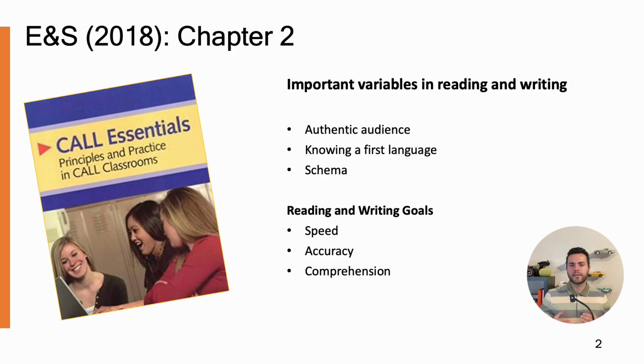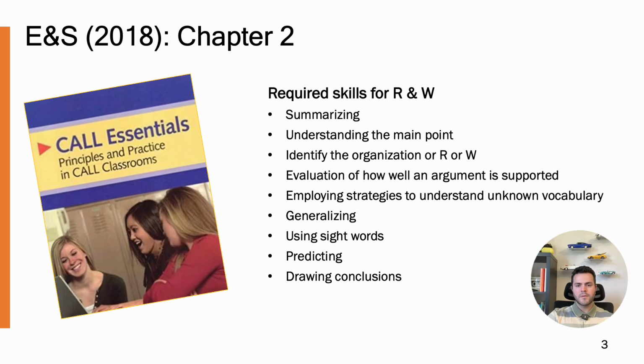Now let's build on that by looking at the specific skills learners need to succeed in reading and writing tasks. So here is a more detailed list of skills that support reading and writing development. You'll notice that many of these skills are cognitive-heavy strategies, like summarizing, identifying the main point, and predicting what might come next. These skills go beyond decoding. They're about meaning making. Other skills like evaluating arguments or drawing conclusions, they're more advanced, but again, they're essential for academic writing and critical reading.